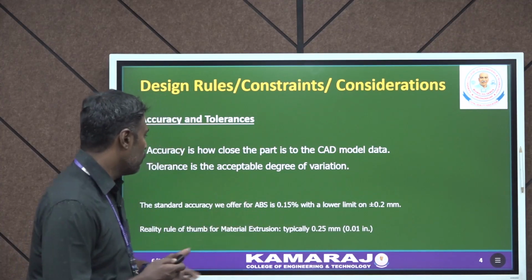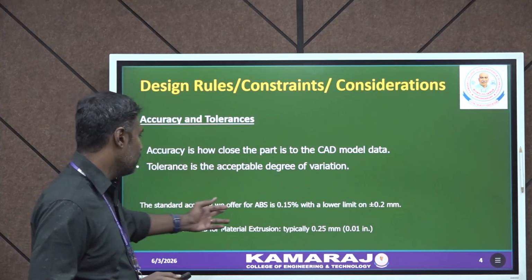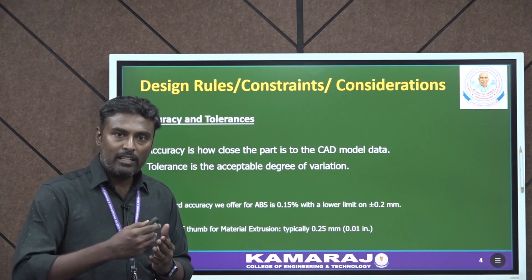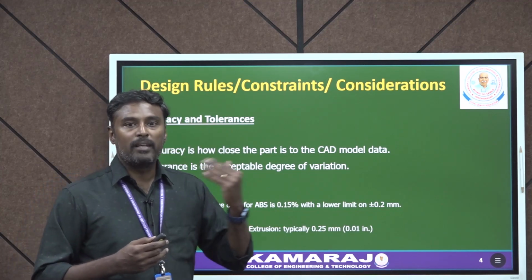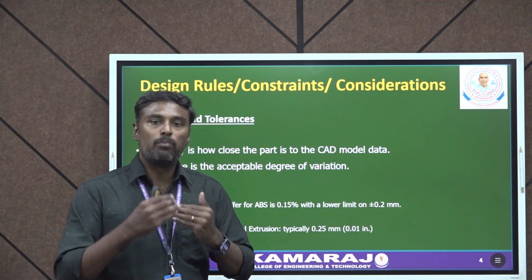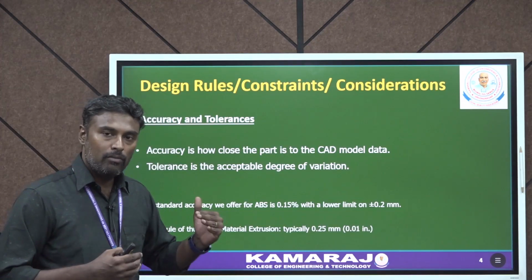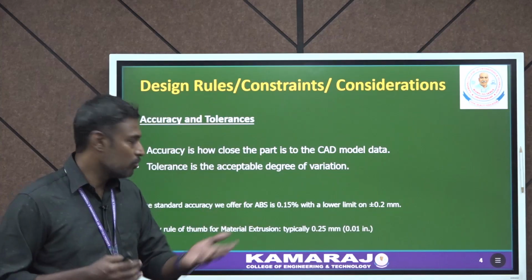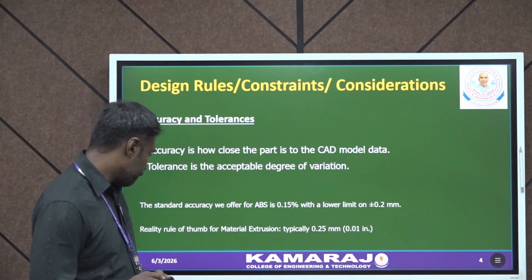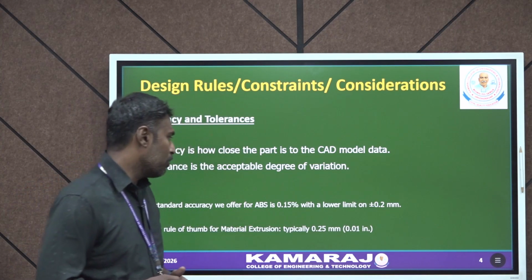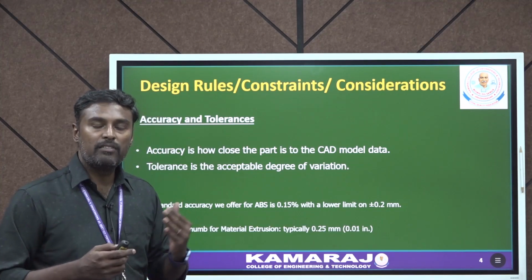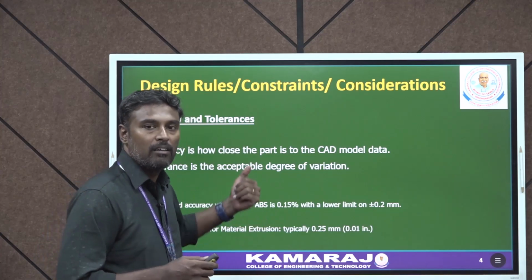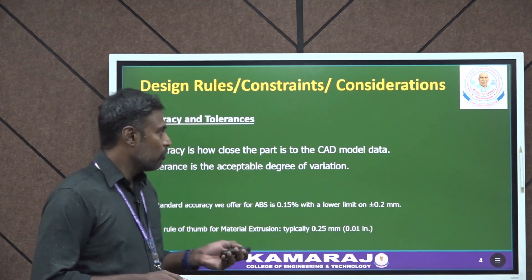Once you know the tolerances, the standard accuracy for ABS is just 15%, which is lower than the tolerance needed from the CAD file, that is plus or minus 0.2 mm. So we have to maintain that tolerance, otherwise the component cannot be used as an end user product. And in the material extrusion process, it is the same thing, we have to maintain 0.01 inches. So these are the thumb rules for maintaining the tolerance in design rules for 3D printing.